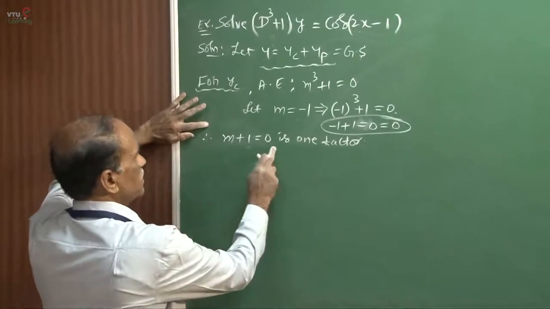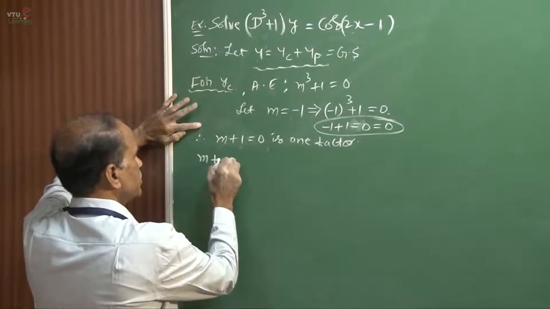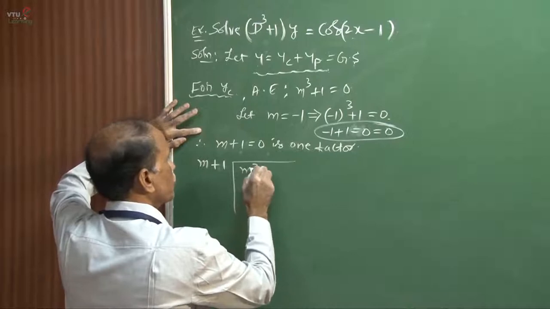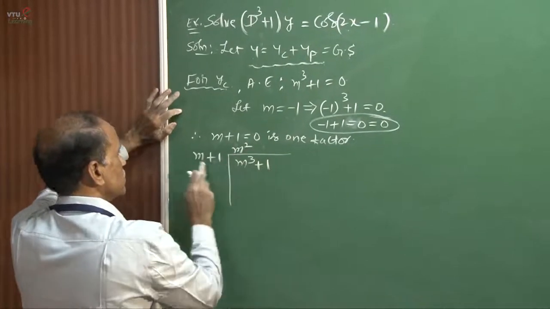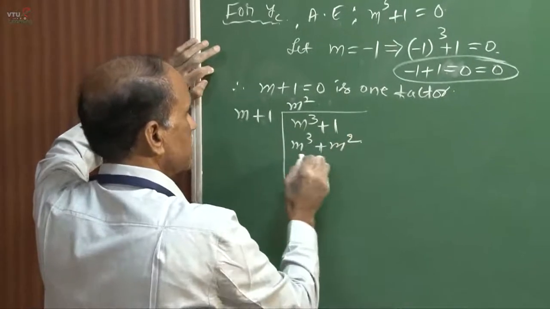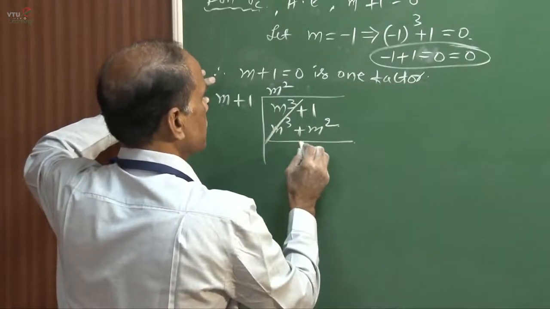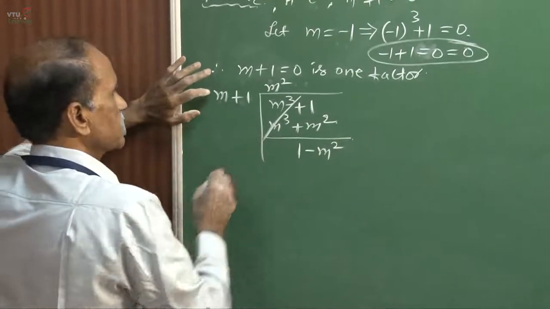That is, m plus 1 is equal to 0 is one factor. Then we will write the division: m plus 1 to be divided into m cube plus 1. Therefore, m square you have to write, that is m cube plus m square. Then on subtraction this cancels, and that becomes 1 minus m square.